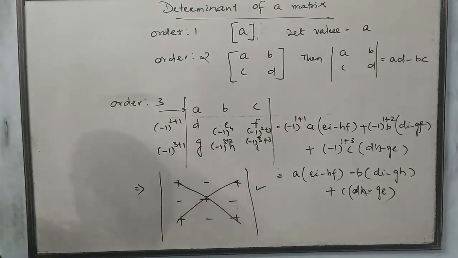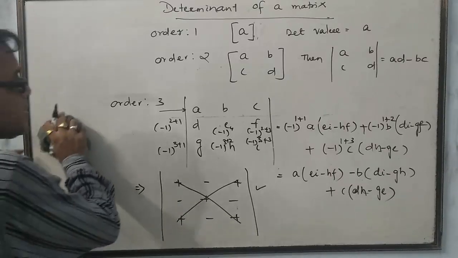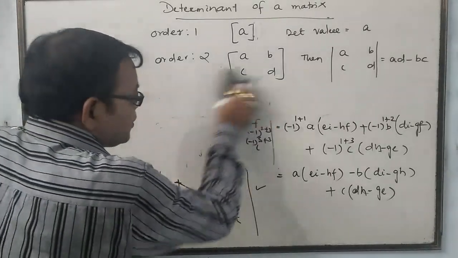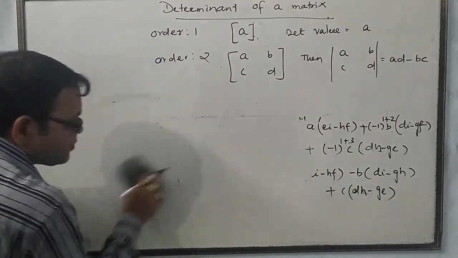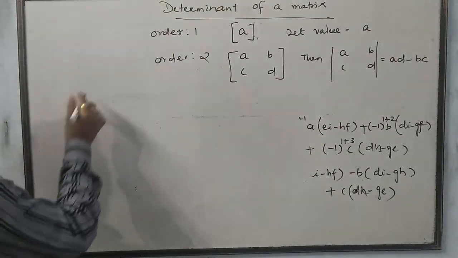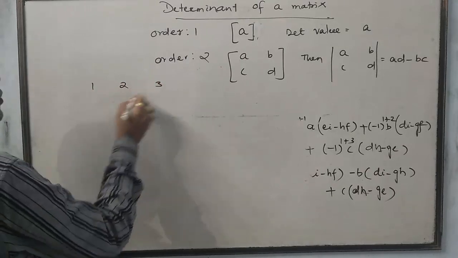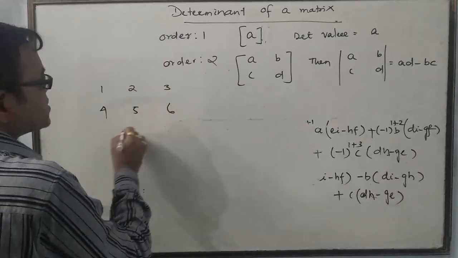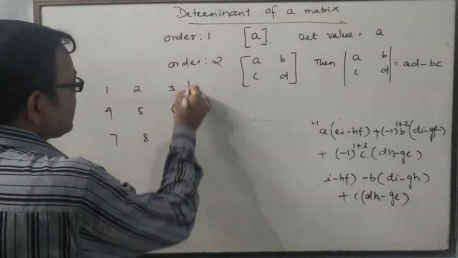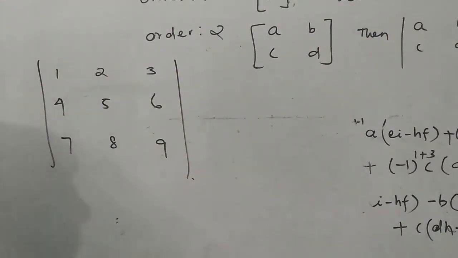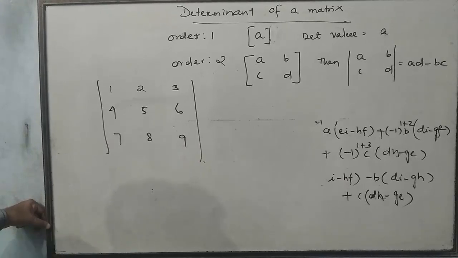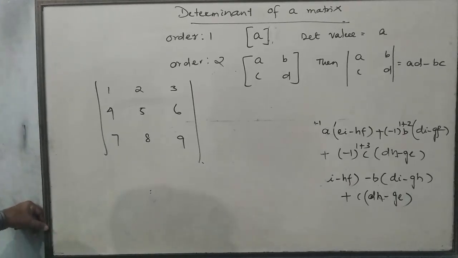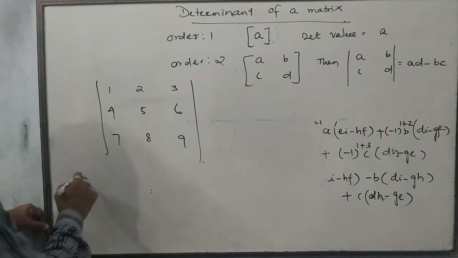Next I am going to take an example to find out the determinant value of the matrix having order 3. What is the value of this matrix? Our question is 1, 2, 3, 4, 5, 6, 7, 8, 9. Remember, we can take any row or column to get the value of a 3 by 3 determinant. Then what is the value of this one?